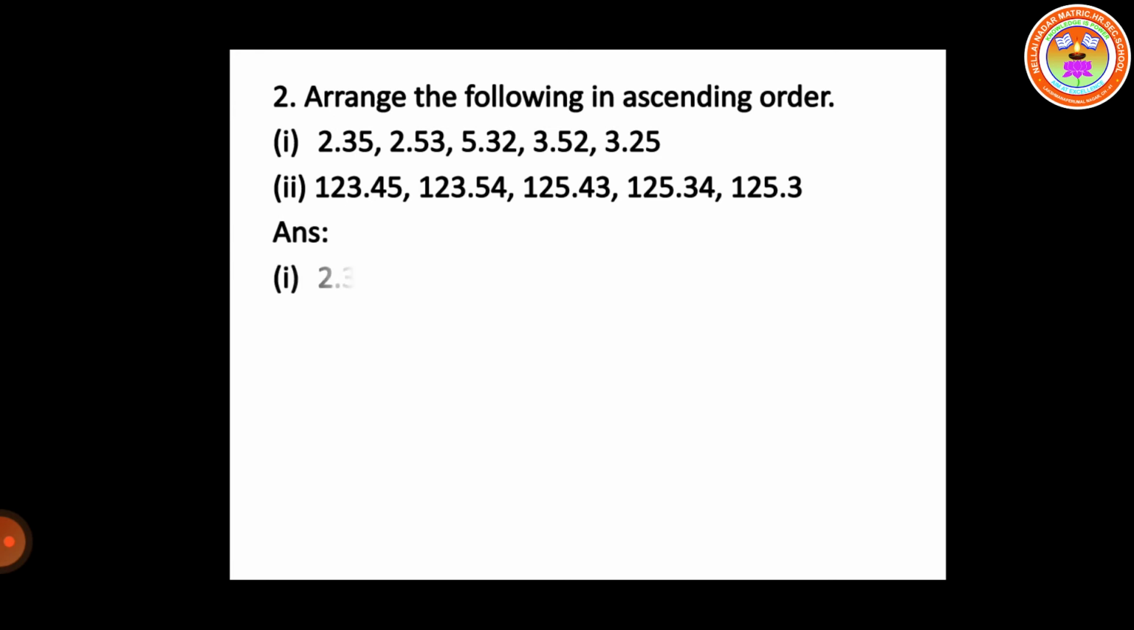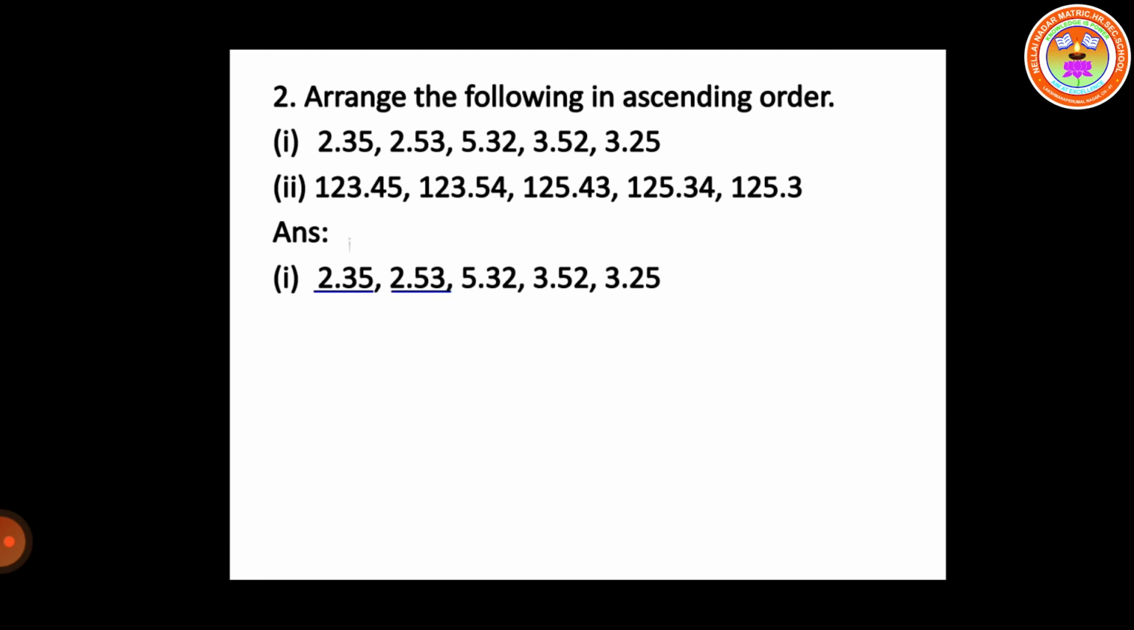First subdivision. First you will see the integral parts. Integral parts means before the decimal. In the first number they have 2, second number 2, third number 5, fourth number 3, fifth number also 3. So you consider those integral parts 2, 3, 5. Ascending order means smaller to bigger. So among 2, 3, 5, which one is smaller? 2. So first you consider those numbers 2.35 and 2.53.